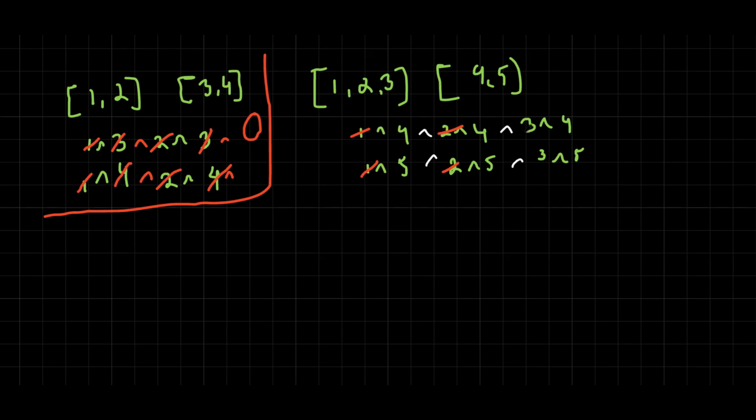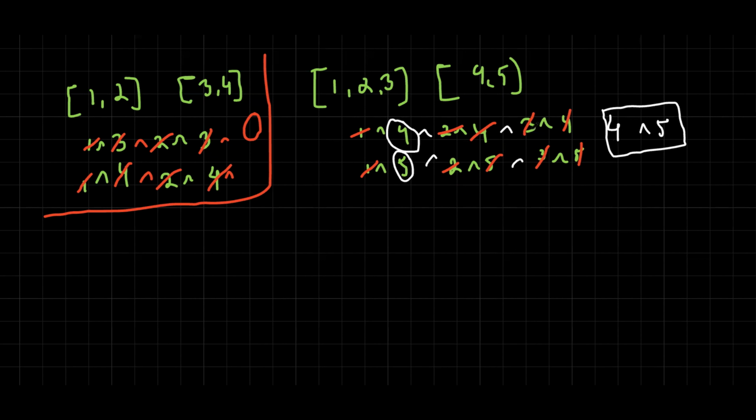2 will be discarded, 3 will be discarded, 4 will be discarded, and 5 will be discarded. So here we can see that only 2 elements remain, which are 4 and 5. So here the output will be 4 XOR 5. Okay. Now what is the intuition?